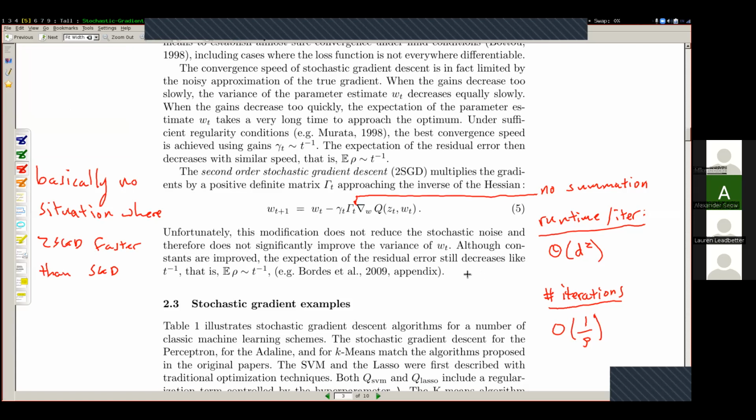Any questions about those facts, those runtimes that we've copied down?